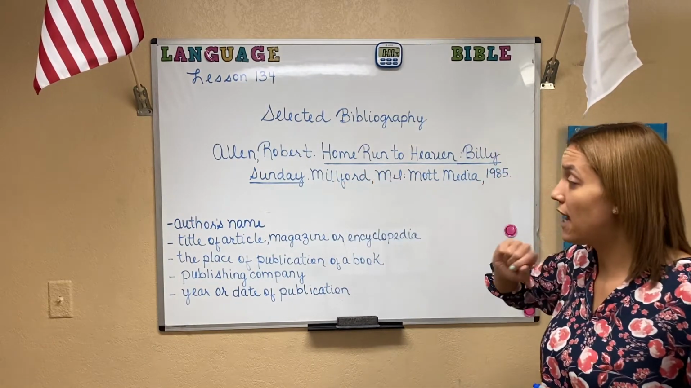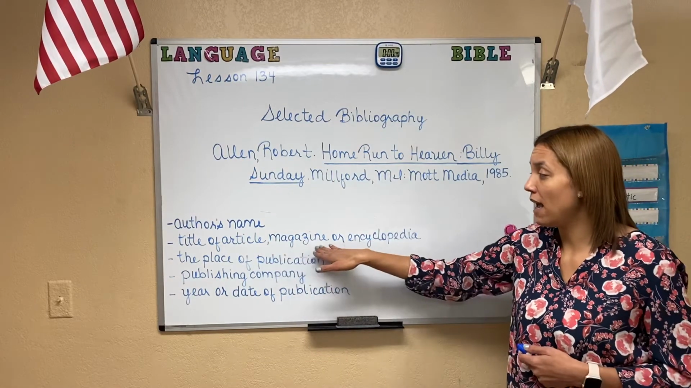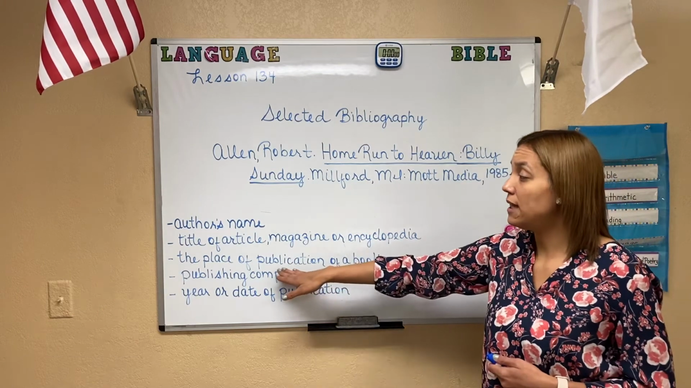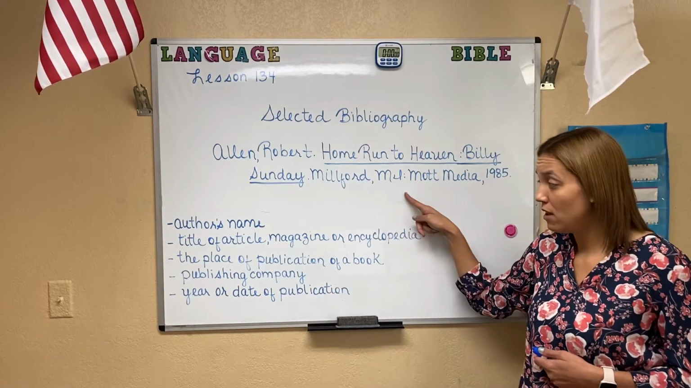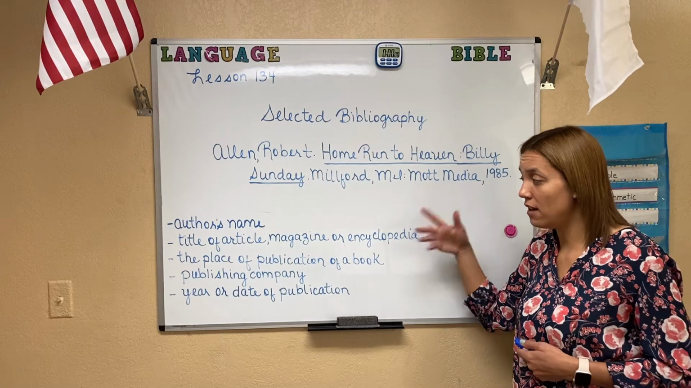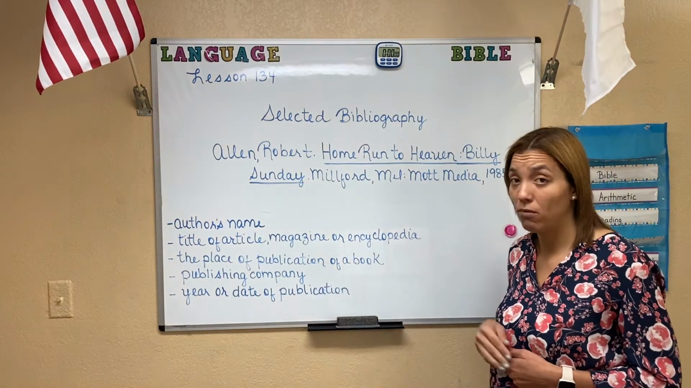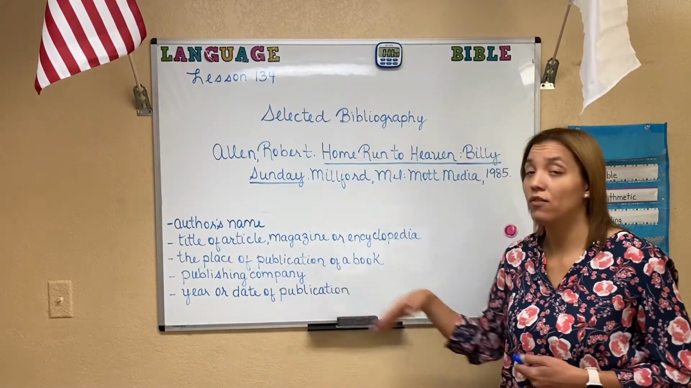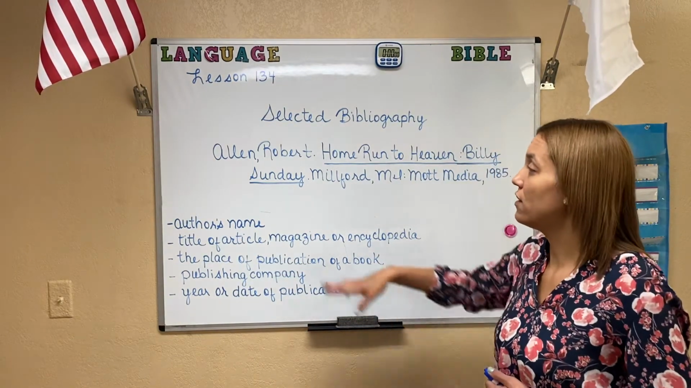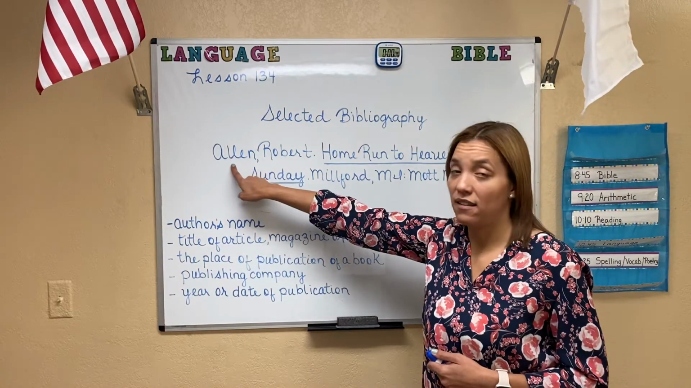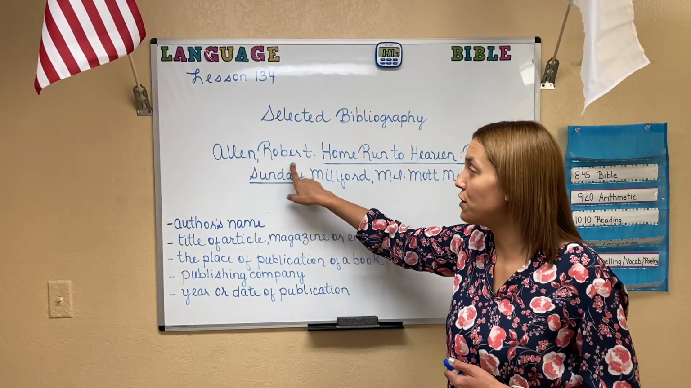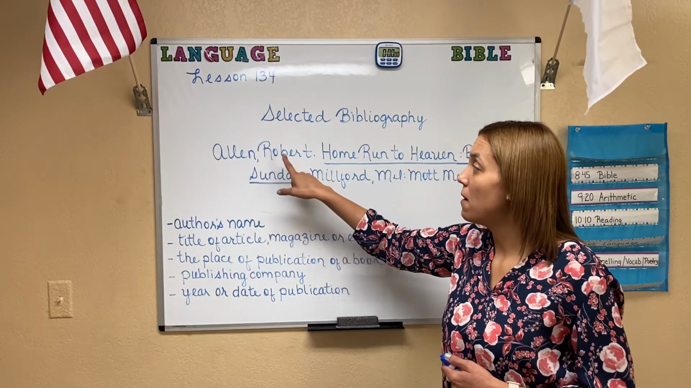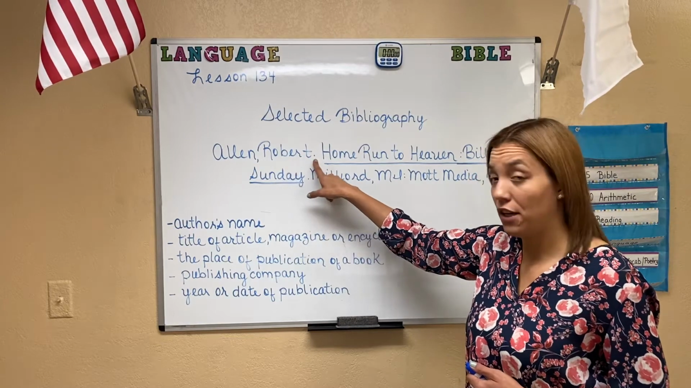Then you're going to need the title of the article, magazine, or encyclopedia, whichever you use. Then you're going to need the place of the publication of the book or the encyclopedia. You're going to need the name of the publishing company, and you're going to need the year or the date of the publication. So first, author's name, you write the last name, comma, first name, and period.